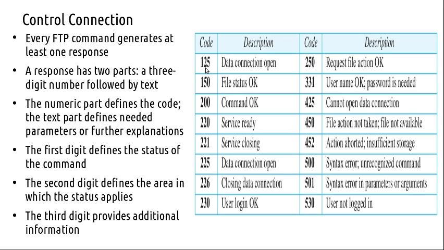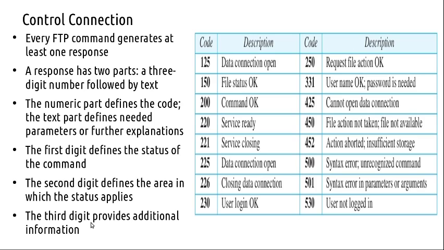Okay, user not logged in, user login OK. So these are the authentication set. All the ones starting with 2 refer to user login related things, the initial parts. Okay, there is again 331, user name OK, password is needed. So the numeric status of the command is defined by the first digit, the area in which the status applies, and the third digit provides additional information. So that is the control connection description.